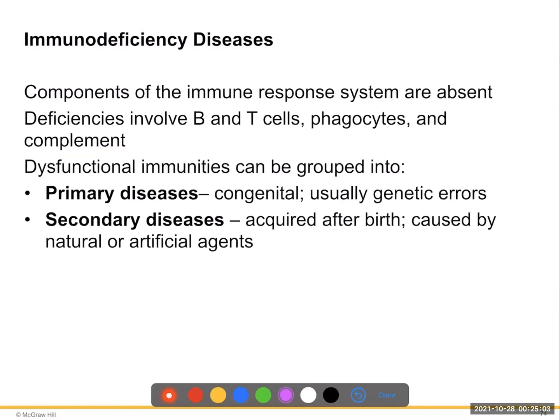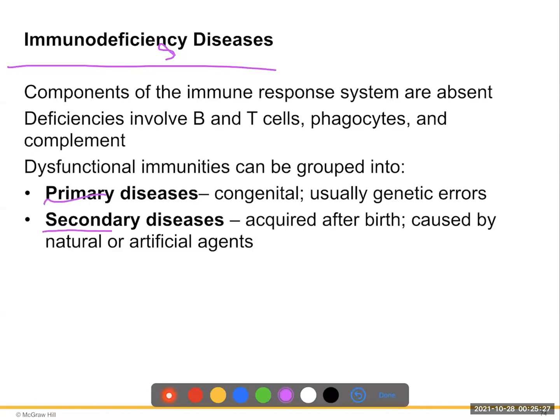Now the immune system deficiencies, okay? This is an autoimmune deficiency, where components of the immune system are absent. So deficiency can involve B or T cells or both. It can involve the phagocytes that destroy pathogens, and it can involve the complement system where it's a progressive cascade going down. So the dysfunctional immunities can be grouped into primary diseases and secondary diseases.